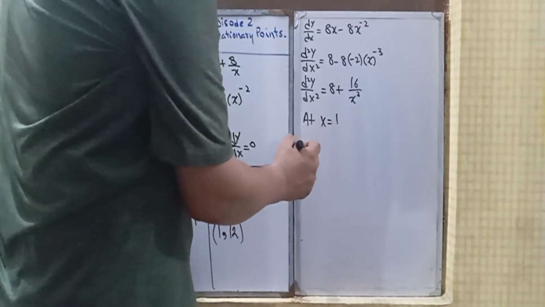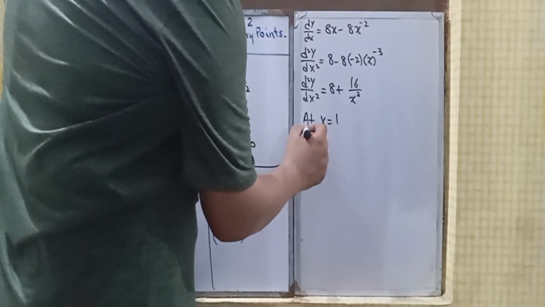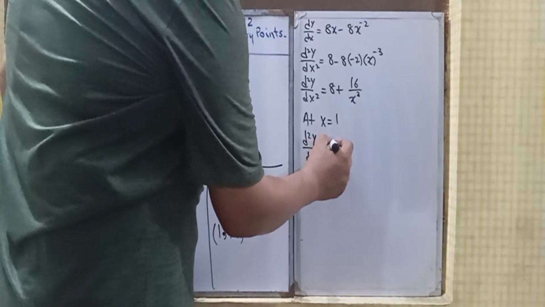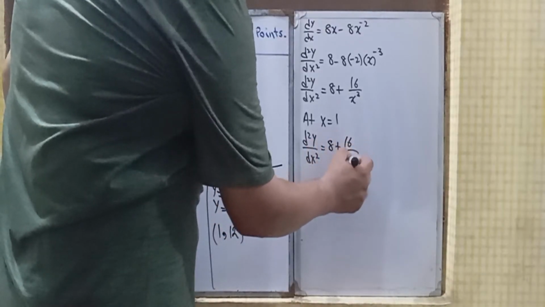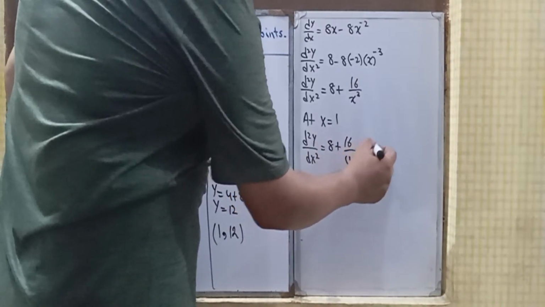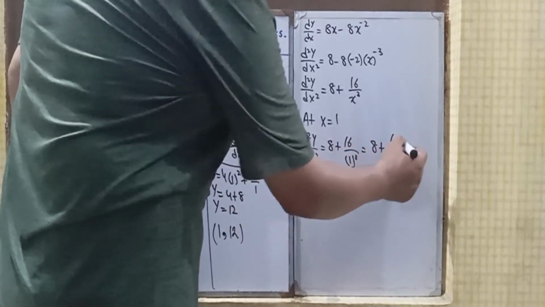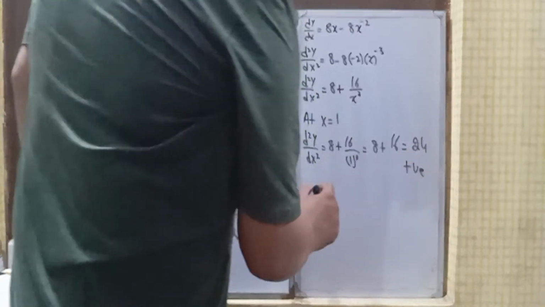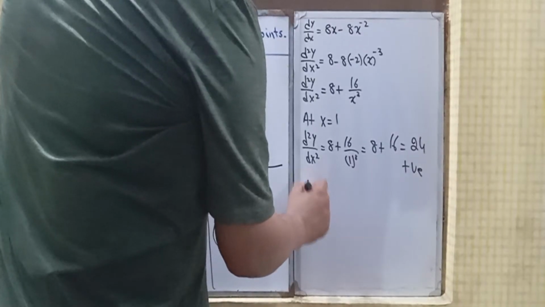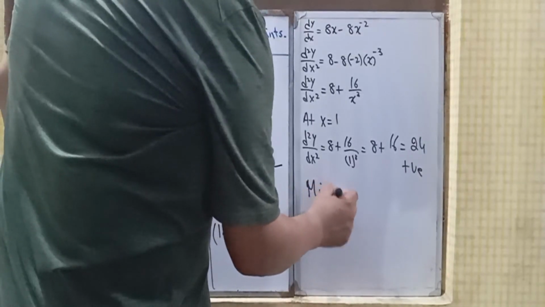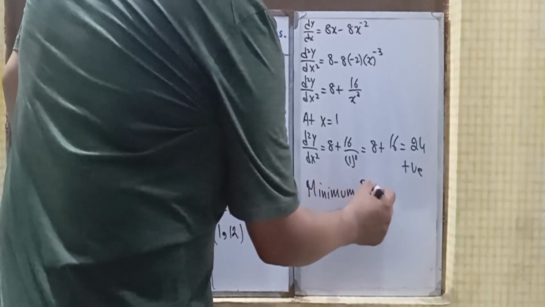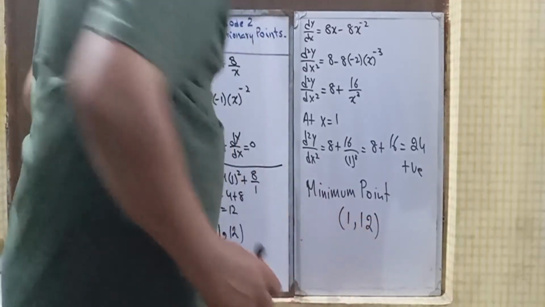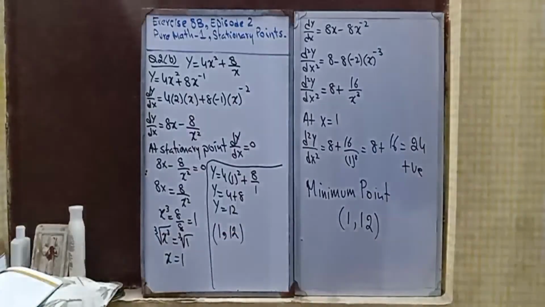The x coordinate of the stationary point is 1. So at x equals 1, it is equal to 8 plus 16 divided by 1 cubed. That will be equal to 8 plus 16, that is equal to 24, which is positive. So that means this stationary point is the minimum point. So (1, 12) is the minimum point.